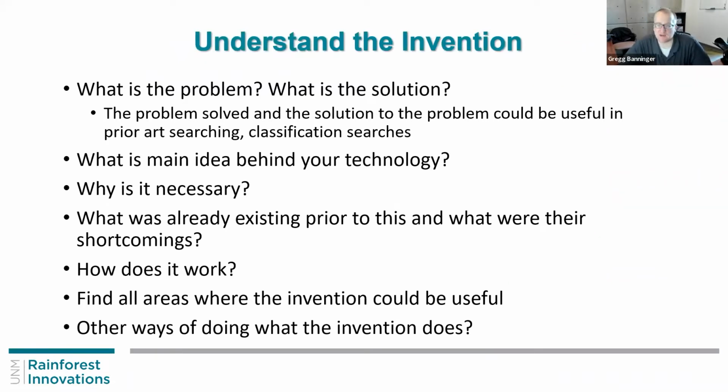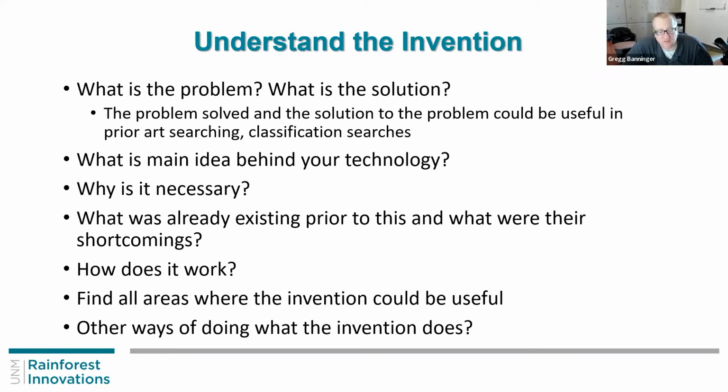So just to get to the point, understand the invention. When I get a new invention disclosure, the first thing I think of is, what's the problem, and what's the solution? This can help with classification search, and I'll discuss that in another slide. What is the main idea behind your technology? Why is it necessary? What already existed prior to this, and what were its shortcomings? How does this improve on it? If you had a device, what part of it gives you the function that was a shortcoming in the past? How does it work?